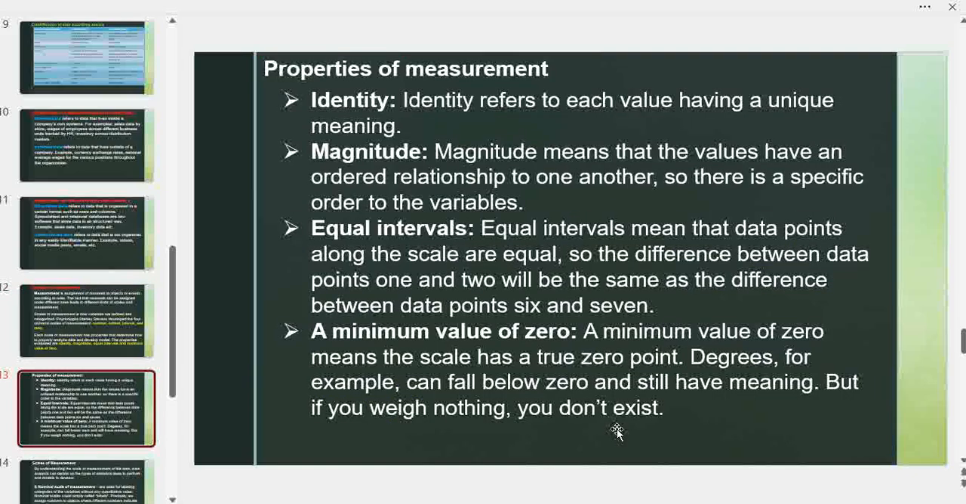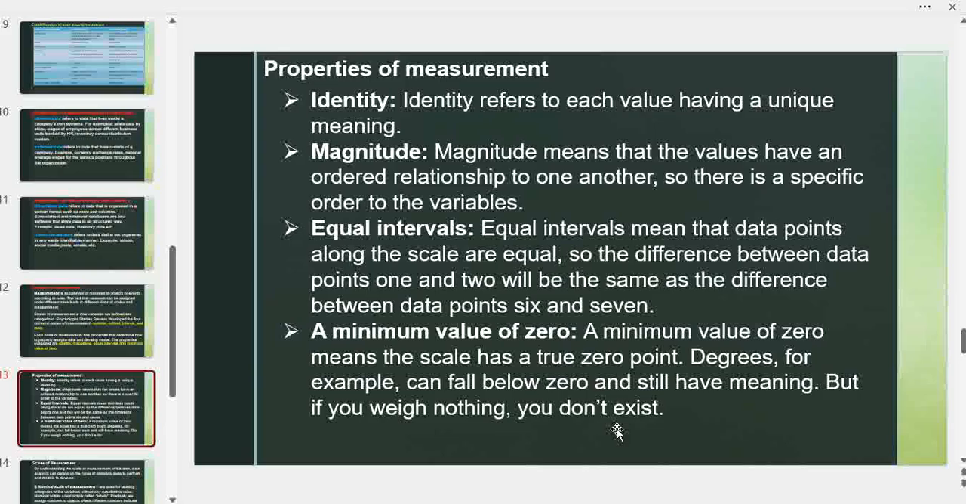So let's talk of these properties of measurement. Identity. Identity is just to identify, to give it a label. It doesn't have any meaning. Identity refers to each value having unique meaning. All right? When we talk of magnitude, magnitude means that the values have an ordered relationship to one another. Right? So there is a specific order in the variable, magnitude. Equal interval. Equal interval means that the data points along the scale are equal. So the difference between data point 1 and 2 and 6 and 7 are the same.